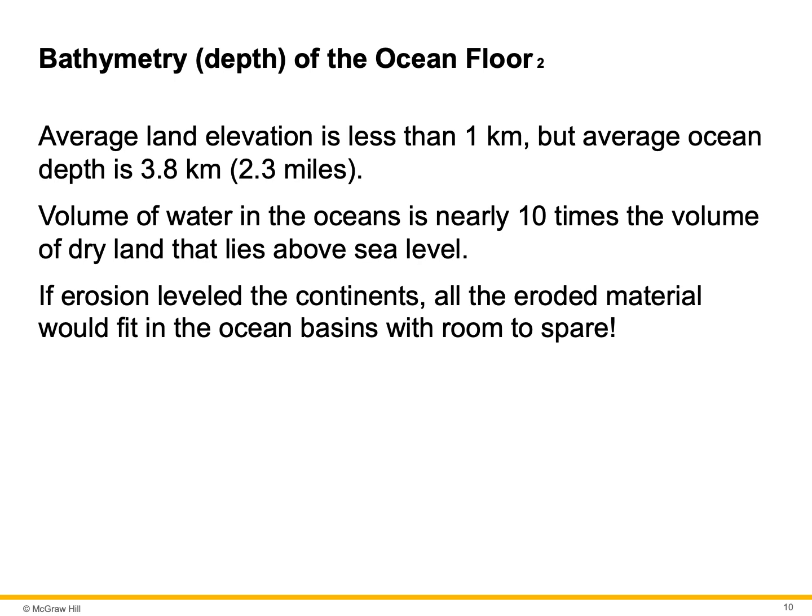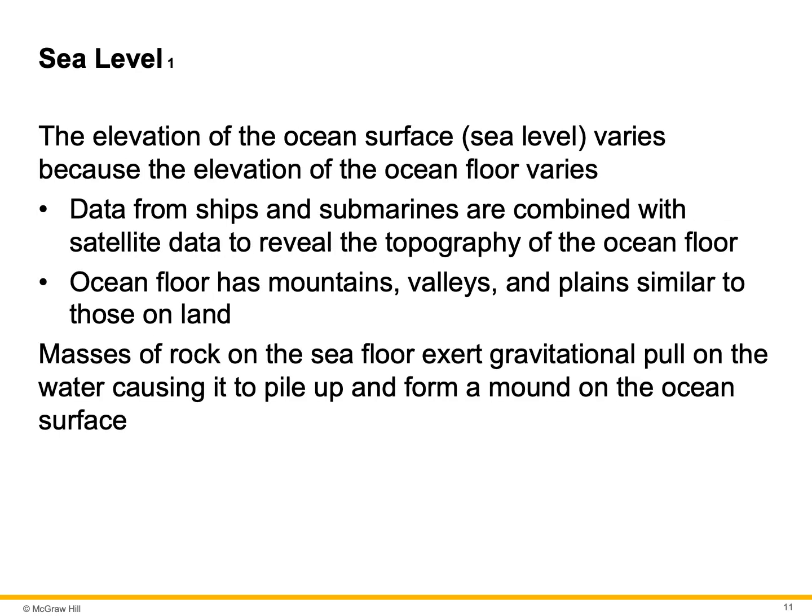The elevation of the ocean surface varies because the elevation of the ocean floor varies. Bathymetry is the measurement of depth to the ocean floor and the mapping of its features. Data from ships and submarines are combined with satellite data to reveal the topography of the ocean floor. The ocean floor has mountains, valleys, and plains similar to those on land.